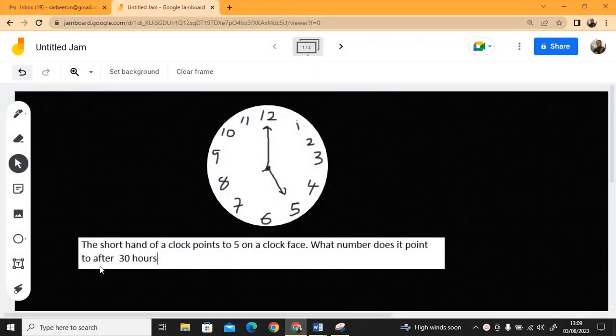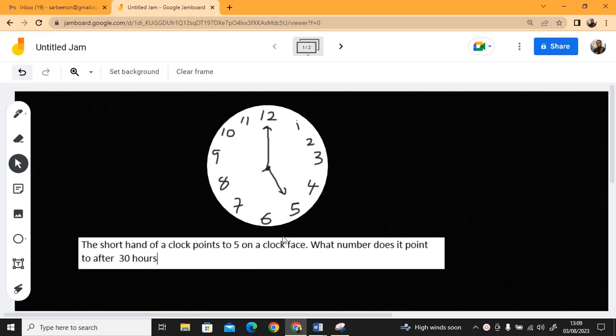Now they said the short hand of a clock points to 5 on a clock face. This is the clock face. You can see my clock. It looks beautiful, right? What number does it point to after 30 hours? So how are you going to solve this? You can critically think of this by saying 5, 1, 2, 3, something like that. But that's why you have modulus. So why go through stress and a lot of trouble? You can do this very easily.